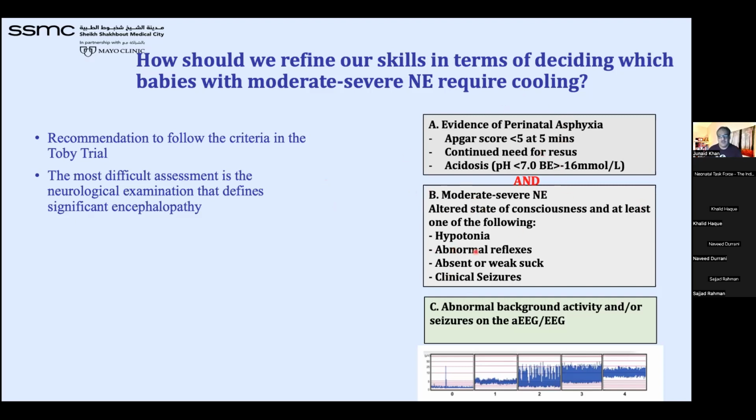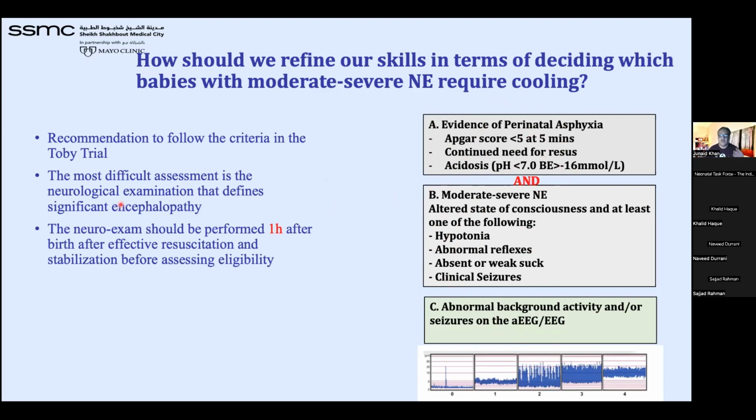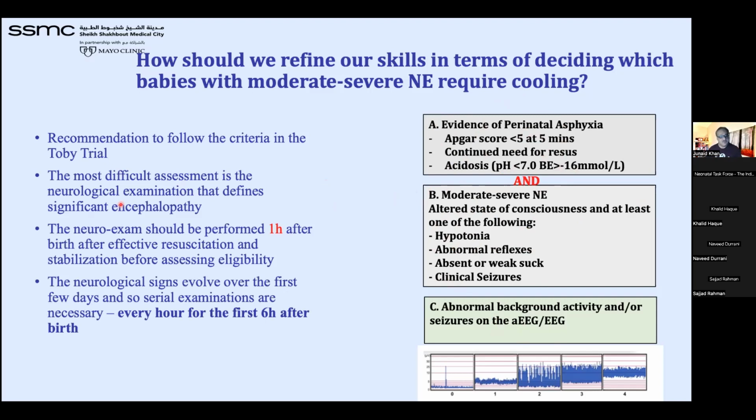I will show our own criteria also, but anyway, this is the same criteria everybody knows. We have to follow it, and the C is the abnormal background. So the most difficult assessment is the neurological exam that defines significant encephalopathy. The neuro exam should be performed 1 hour after birth. Because it's an evolving process, we have to examine the baby every hour for the first 6 hours. Then within 2-3 hours, we can decide if we're not sure whether this baby needs cooling or not. So this is for the question of the gray area.